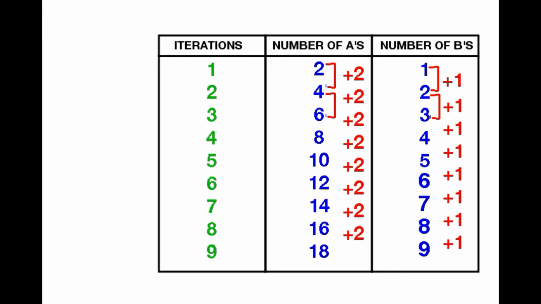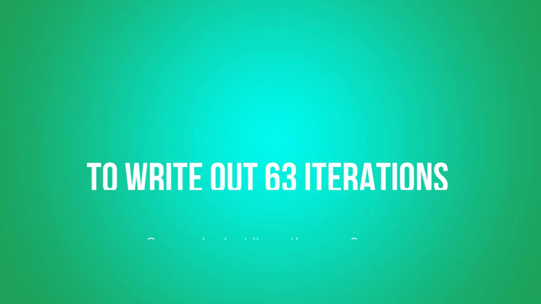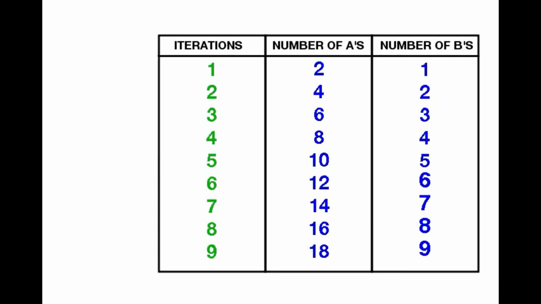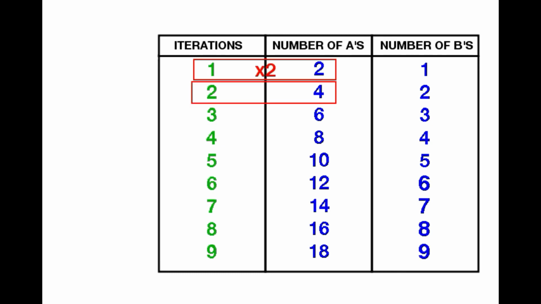To write out 63 iterations would take a long time. Can we look at it another way? For 1 iteration, there are 2 A's. For 2, there are 4, and so on.